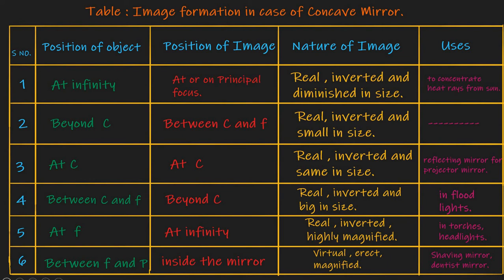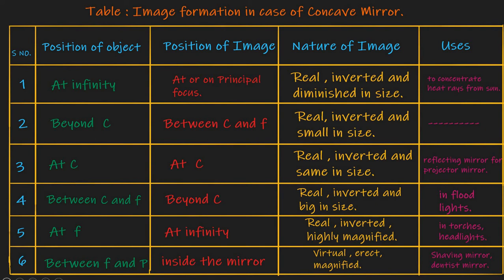The fourth case of image formation is when position of object is between center of curvature and principal focus. When object is between center of curvature and principal focus, image is formed beyond center of curvature, which is real, inverted, and this time image is big in size, and this case of image formation is used in floodlights.